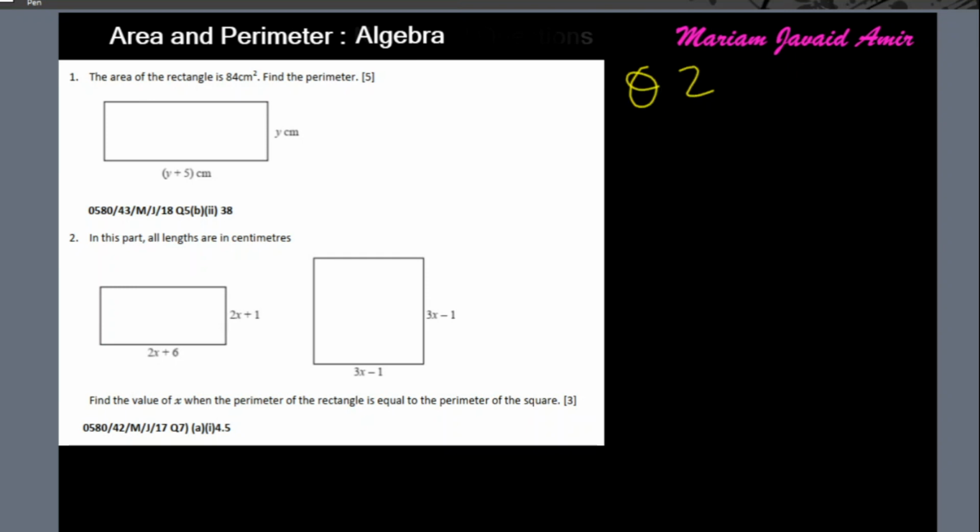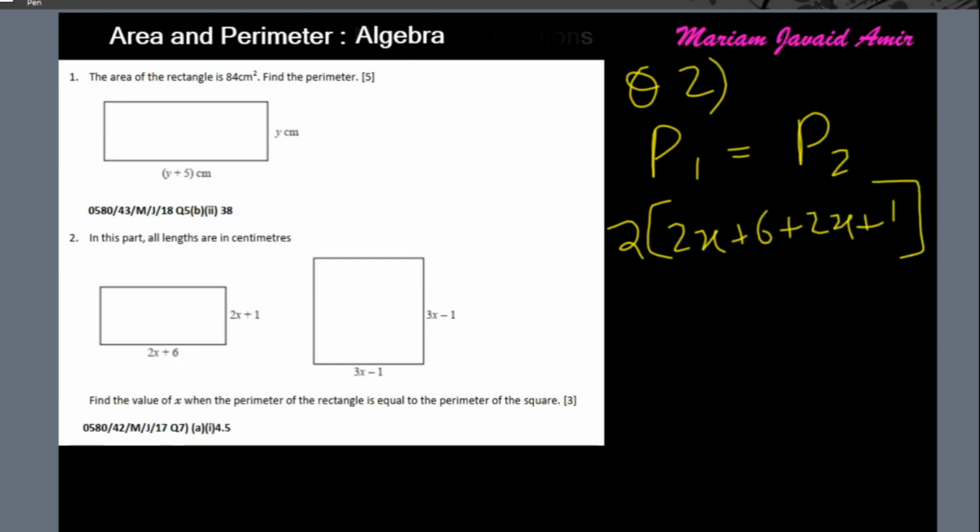Question 2 is in this part all lengths are in centimeters. Find the value of x when the perimeter of the rectangle is equal to the perimeter of the square. So both perimeters should be equal. So the first perimeter will be 2 times length plus width, 2x plus 1, and the second perimeter will be 2 times again length plus width, which is 3x plus minus 1 and 3x minus 1. So let's just simply cancel out 2 and 2 on both sides first and then simplify each side.